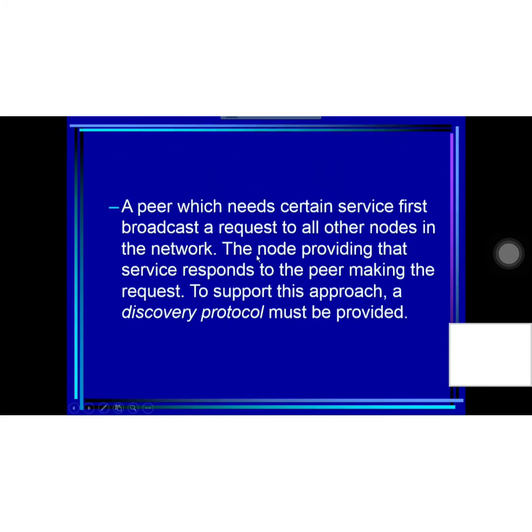An alternative scheme uses no centralized lookup service. Instead, a peer acting as a client must discover what node provides a desired service by broadcasting a request for the service to all other nodes in the network. The node providing that service responds to the peer making the request. To support this approach, a discovery protocol must be provided that allows peers to discover services provided by other peers in the network.